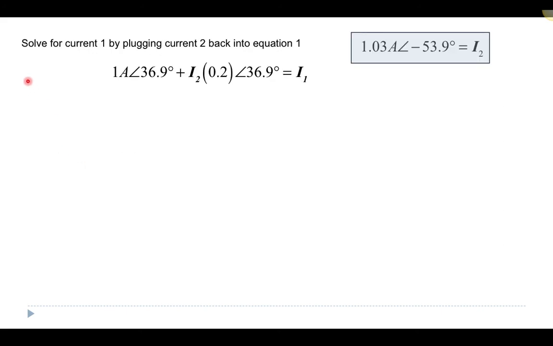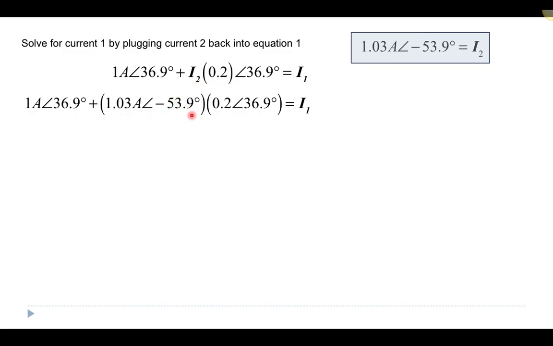Now we need to solve for current 1 by taking the expression that we found for current 2 and plugging it back into the results from equation 1. So we have our current I2 that we solved for, and now we need to go back to equation 1, where we solved for current 1 in terms of current 2, and we can plug this value in. So I can plug in the value for I2 into the expression.